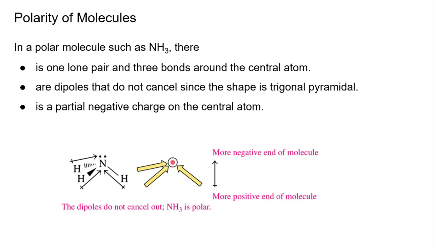Okay, so now we're looking at ammonia. Ammonia has a nitrogen with a lone pair on it and hydrogens around it. And again, it's the same thing. It's pulling all the electron density towards the nitrogen.